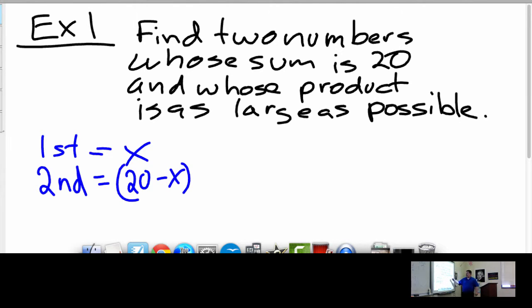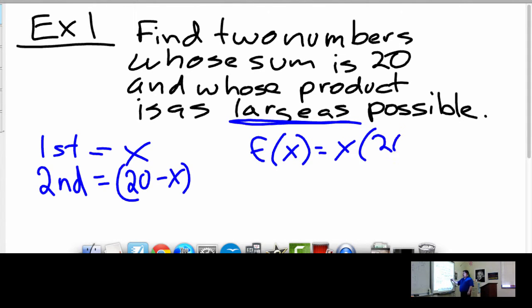And we want the product as large as possible. So the product of these two things, if I write it as a function, f of x is equal to x times the quantity 20 minus x. I'm looking for large, which is the same as maximum value, isn't it? How do we find the maximum value? Take the derivative, and then find the zero, right?